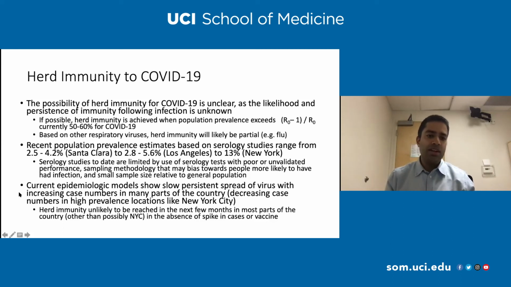So, where we are, current epidemiological models show slow, persistent spread of the virus with increasing case numbers in many parts of the country. Some high prevalence places that were hard hit, like New York City, have decreasing case counts. And based on the trajectory right now, we're unlikely to reach herd immunity in the next few months in most parts of the country, other than maybe New York City, in the absence of either a significant spike in cases or a vaccine being developed, which we can talk about later.